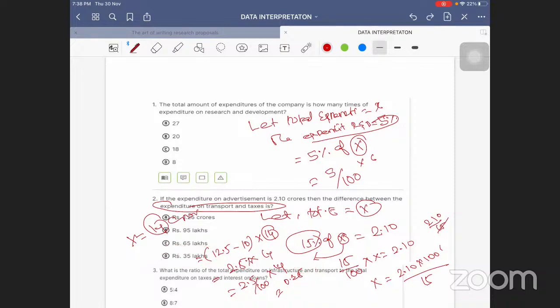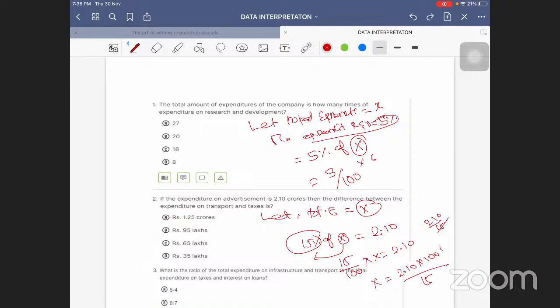So as usual, in the first sum we considered total expenditure as X, and the expenditure on advertisement was given as a value, and we also know the percentages from the data. From the percentage we find how much they spent on advertisement. From that we find the difference between expenditure on transport and taxes. Okay, clear? Shall I move on to the third sum?